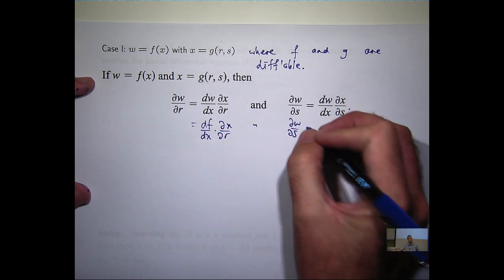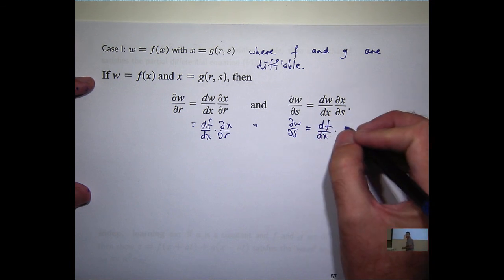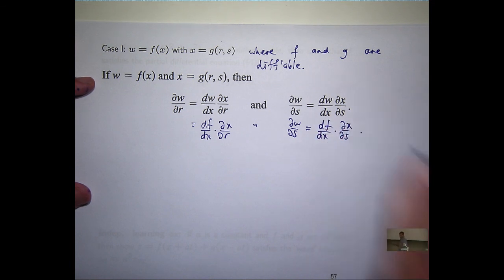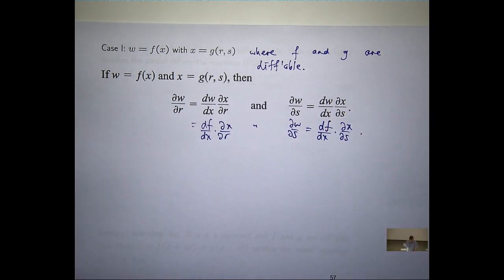Okay, you're not wrong, but just from a chain rule point of view, it's probably better to write df dx. Okay, so how do I remember the chain rule? These are real simple cases, by the way. It gets really crazy in a minute.